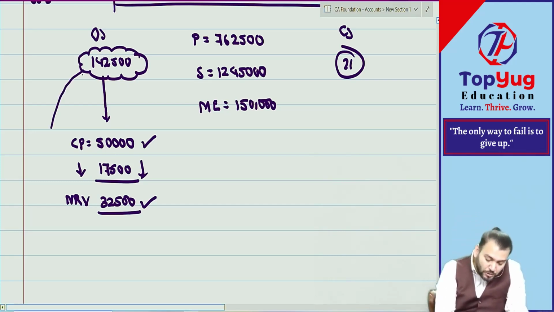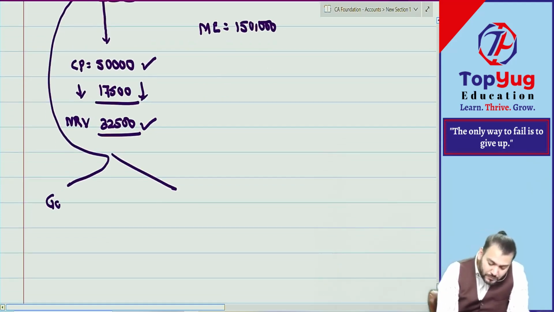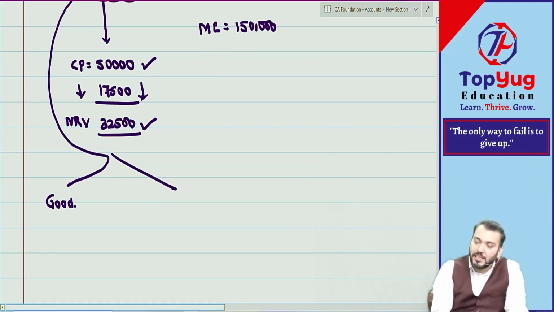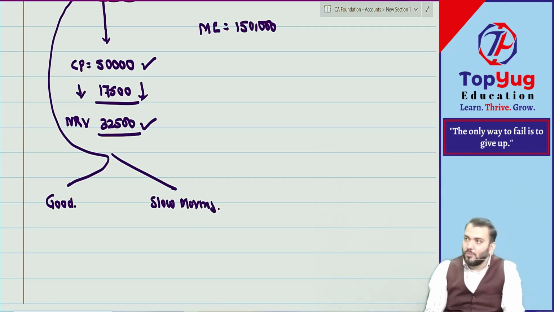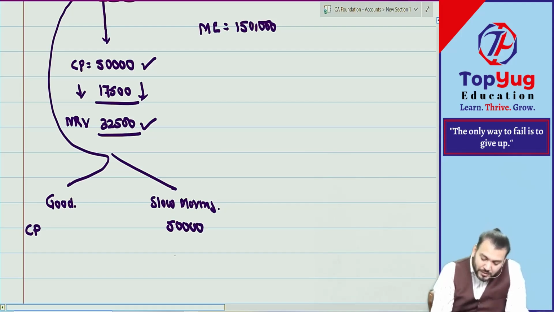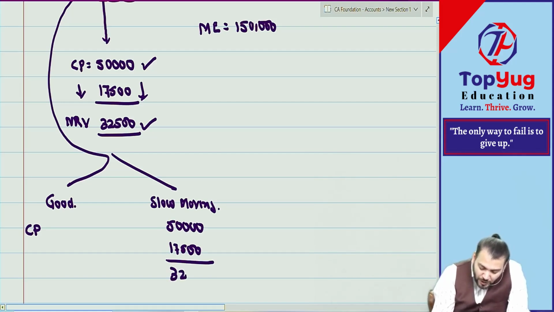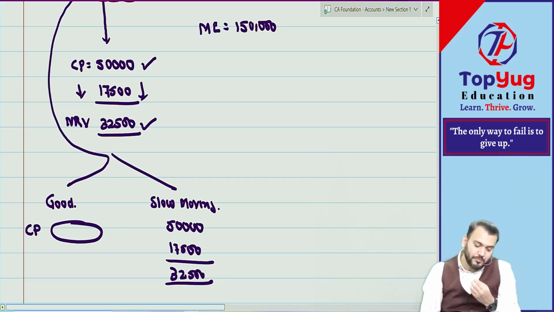Means can I say that out of these there is some stock which is good stock, and there is some which is slow moving stock. Are you getting what I am saying? Slow moving, remember? We can assume it is a slow moving item. Tell me, what is the cost price of this? The cost price is 50,000. Written down by how much? 17,500. So this becomes 32,500. My question to you all, what is the cost price of the rest?